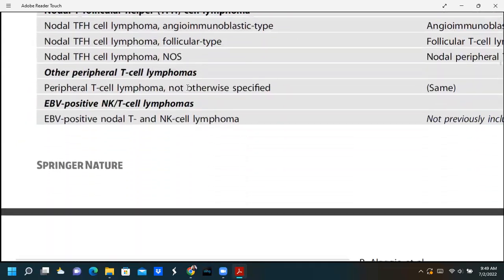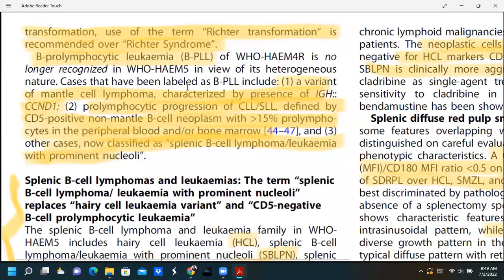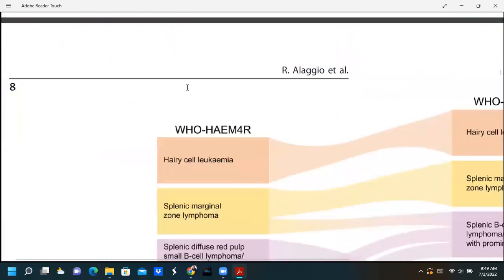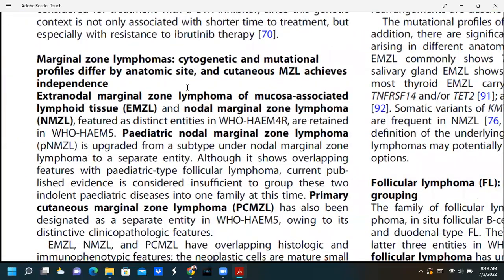Okay. All right. So let's go forward now. We were going to start from marginal zone lymphoma, cytogenetic and mutational. So we are just going to read and we are going to discuss some things. We are not going to understand everything, and then some people will make it easier for us. So let's see how it goes.